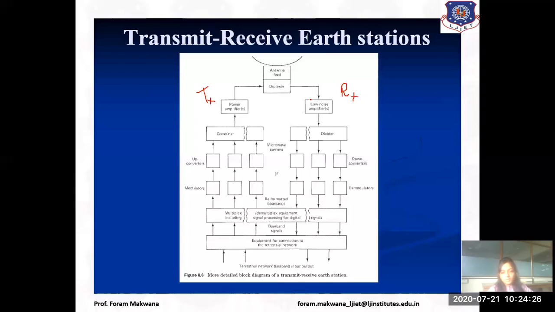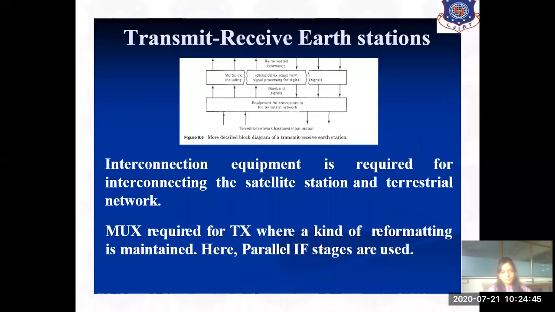The first block of any receiver is the low noise amplifier, then it is divided, then it is down converted. That means we decrease the frequency, then demodulate, and again we receive the signal for the terrestrial network. So these are the inputs, these are the outputs. Interconnection equipment is required for interconnecting the satellite station and the terrestrial network. Okay, so it is required for TX where a kind of reformatting is maintained.